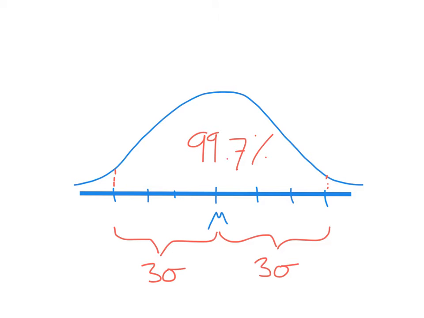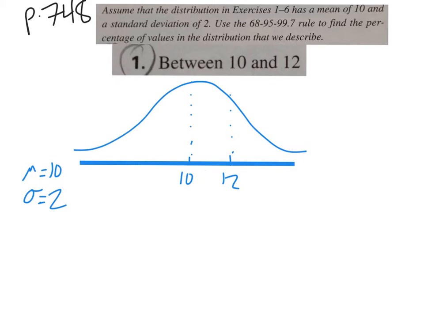It's a 68, 95, 99.7 rule, and it says 68% of the data lies within one standard deviation, so one above and one below. 95% of the data lies within 2 standard deviations, and 99.7% of the data lies within 3 standard deviations. Let me show you how we can use this.